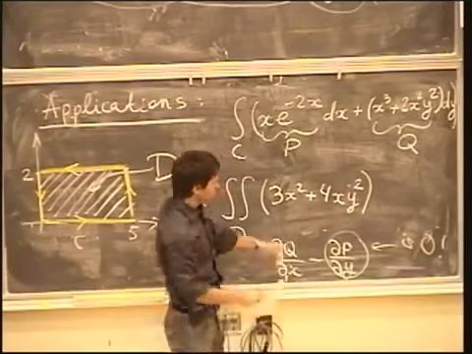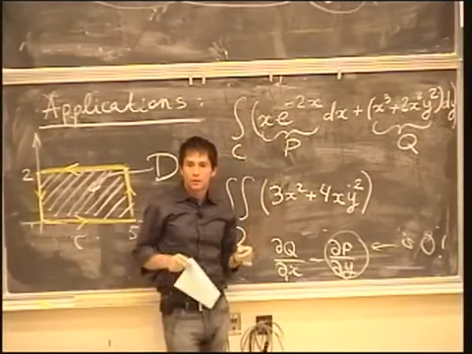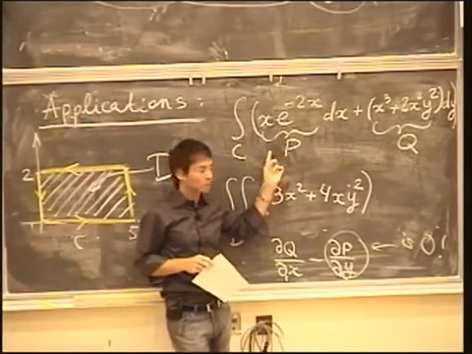So I don't have to add anything to this. In general, I have to take dP/dy. But dP/dy is 0. Right? Everybody agrees with that? dP/dy is 0. It does not depend on y. Its partial derivative with respect to y is 0. So this is already a simplification.